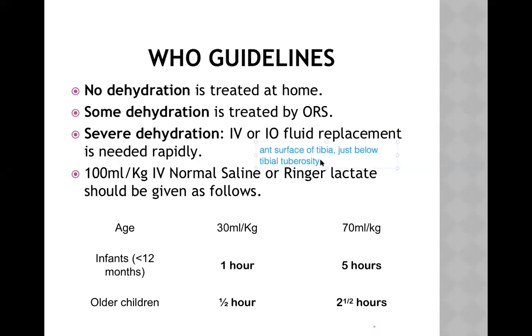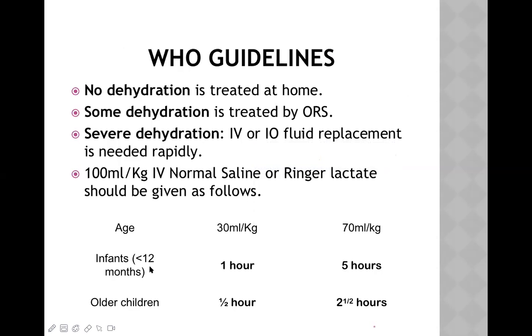But let me repeat again, this is only in an emergency situation. If you fail to get an IV line, IV lines are always preferred over intraosseous. Now, how much fluid should be given according to these WHO guidelines? How much fluid? Let's talk about that. All of you please focus here: 100 ml per kg IV normal saline or lactated Ringer should be given as follows.